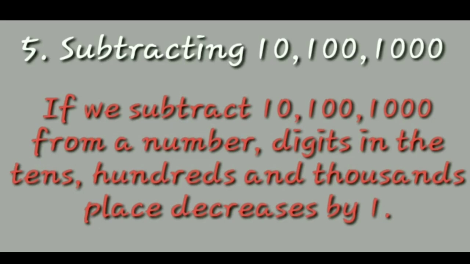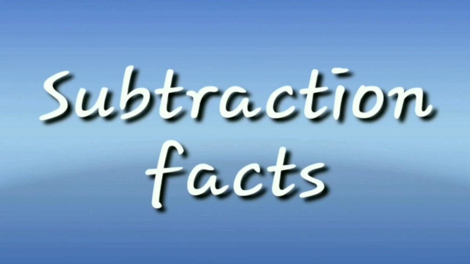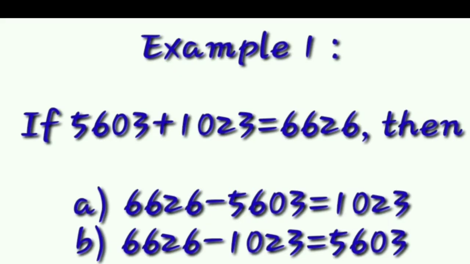After that, we have gone through the subtraction facts. As you already know, for each addition fact we get the 2 subtraction facts. For example, if we add 5603 and 1023, we get the answer as 6626. Then we can write the subtraction facts for them as 6626 minus 5603 is equal to 1023, and 6626 minus 1023, we get the difference as 5603.